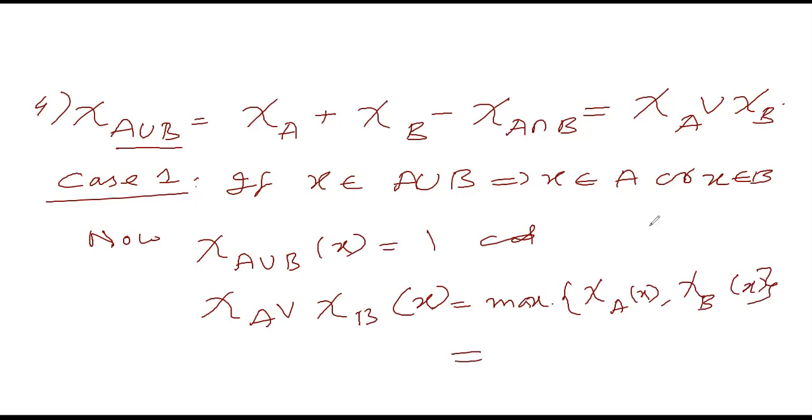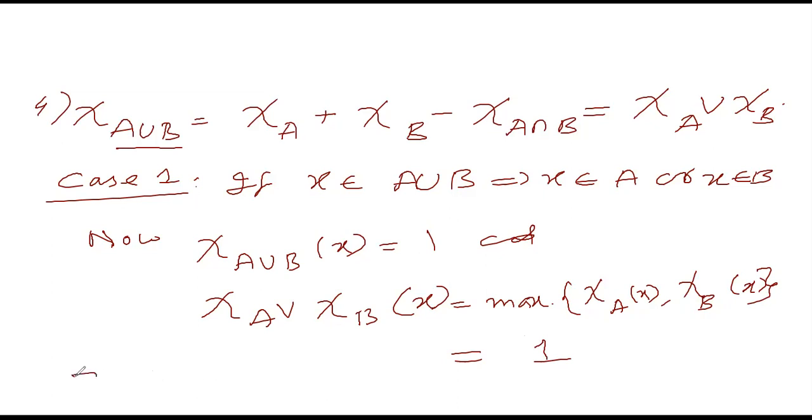Here in this case, either x belongs to A or x belongs to B. If x belongs to A and not in B, then chi A of x is 1 and chi B of x is 0. In that case, the maximum value will be 1. If x is in B but not in A, then chi A is 0 and chi B is 1, so again the maximum value is 1. And in case x is in A as well as in B, both values are equal to 1, and hence the maximum is also 1. So in all sub cases of case 1, the maximum of chi A of x and chi B of x is equal to 1. Thus chi A union B is equal to chi A join chi B.